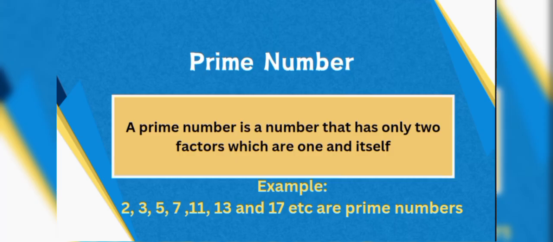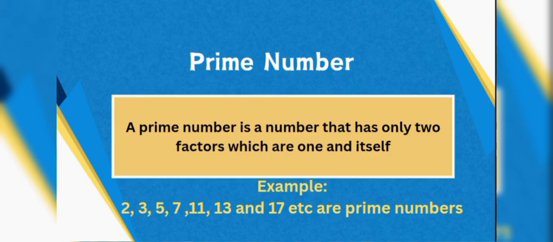Prime number. The third aspect on our list is prime number. A prime number is a number that has only two factors, which are 1 and itself. Unlike 12, which has 6 factors, these numbers written under here as examples are numbers that have only two factors, which are 1 and itself.